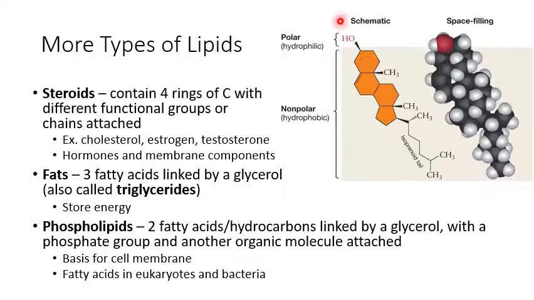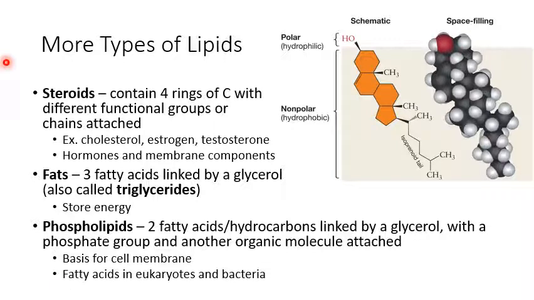Over here you have an example of a steroid. So you can see the 4 rings here highlighted in orange. These are made out of carbon atoms, and then they have different stuff attached at different places on those rings. So depending on which steroid it is, it will have different stuff attached in different places, but it's always going to have those 4 rings at the center of it.